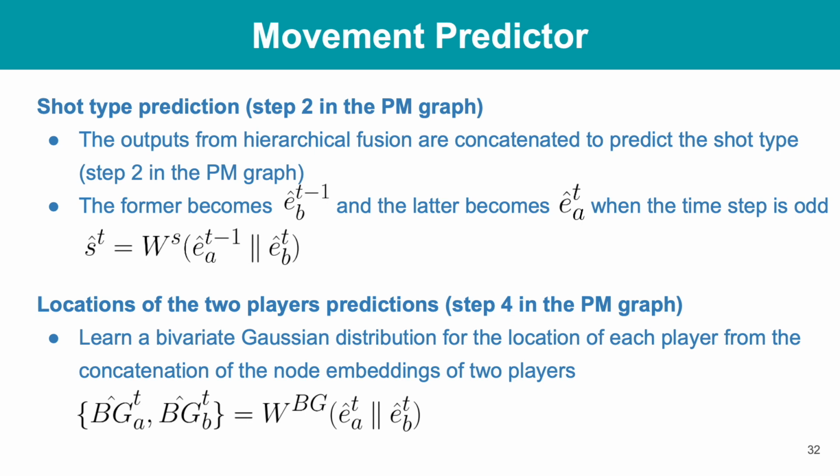The first step is to predict the shot type at time step t. The outputs from hierarchical fusion are concatenated and then transformed with a linear layer to classify the shot type, which is a newly added edge in step 2 of the PN graph.